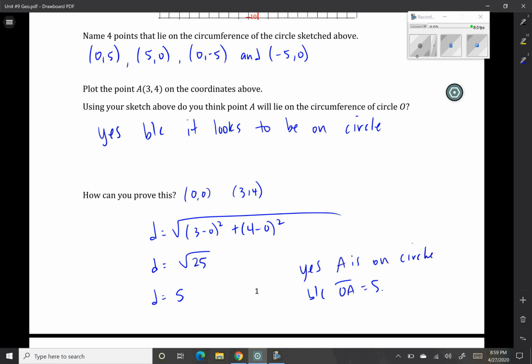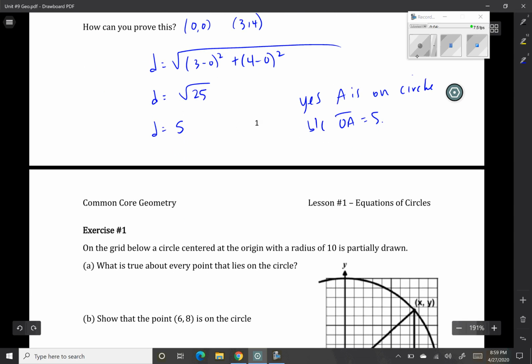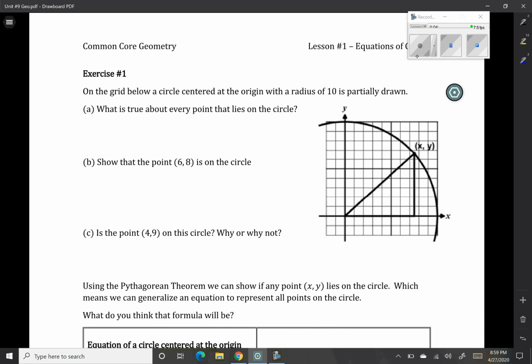Now, we can use this idea and develop it a little bit more. So we're going to use the idea of the distance formula to be able to show and prove where the circle equation comes from. So in exercise 1, we have a very similar question. I've given you a partially drawn circle. So I have the x and y axis drawn for us. I have a circle, and it gives us this random point x, y that's on the circle. I don't know the coordinate of it. I made it in a position where you can't even count the boxes. It's a decimal, right? But we do know that x, y is somewhere on the circle, and it says that the radius of the circle is 10. So what do we know about every point that lies on the circle? Every point that lies on the circle has a distance of 10 to the center.